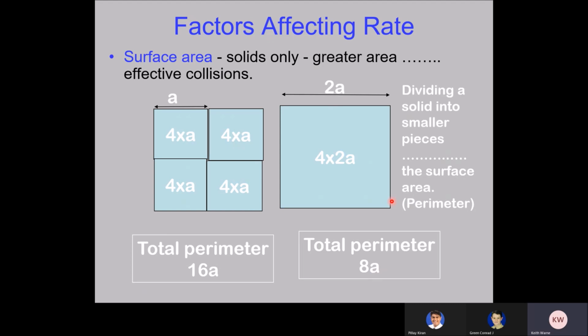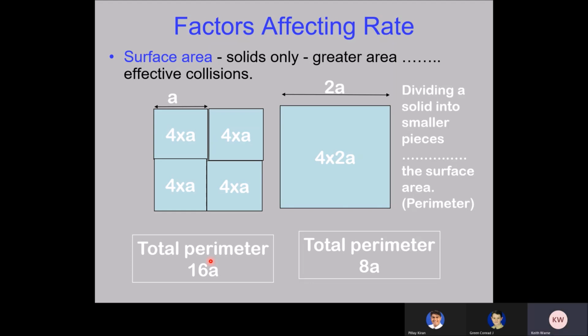It has to rust on the surface first. So if you just think about the perimeter here, you've got a total perimeter of 8a. If you cut that into 4 pieces, what happens to your perimeter? You've now got a, and a there, and here you've got a, and a again. So you've got 4a, 4a, 4a. You've got a total perimeter of 16a. By cutting it into small pieces, you get a bigger perimeter.